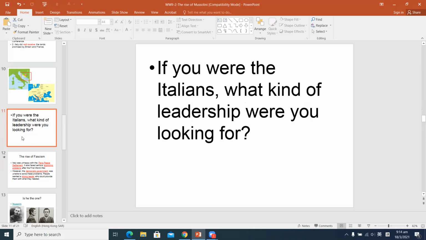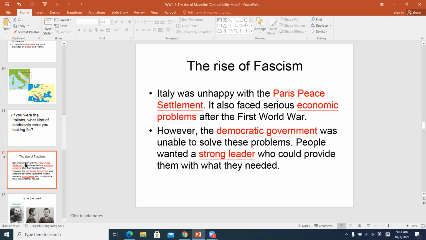All right, so now students, how about we move to page 3, the rise of fascism. Okay, so like what I introduced to you in the background for the rise of fascism, the Italian was unhappy with the Paris Peace settlement. And then they also faced serious economic problems. And they also believed that the democratic government at that time could not solve the problems. So they wanted a strong leader. And this is the main reason for the rise of fascism.